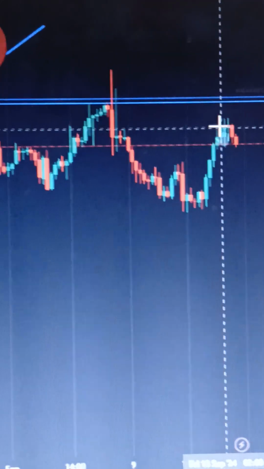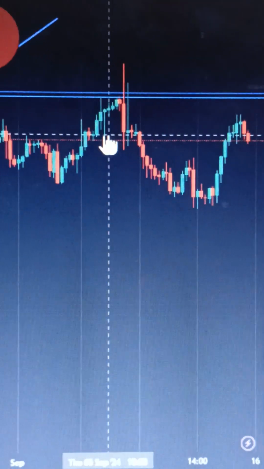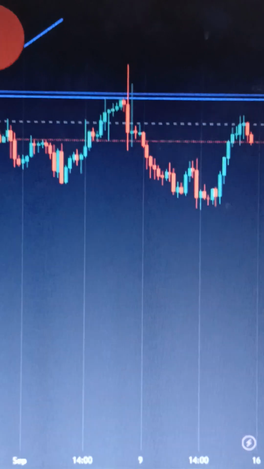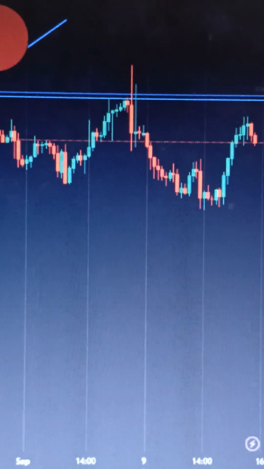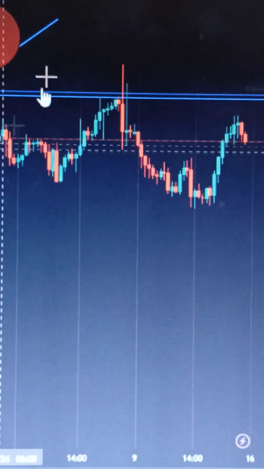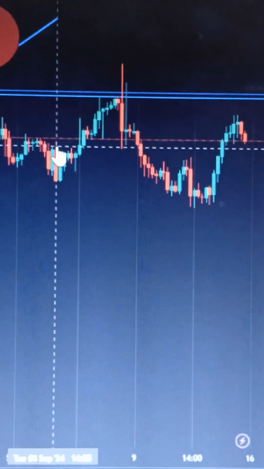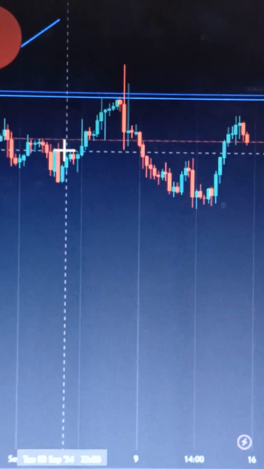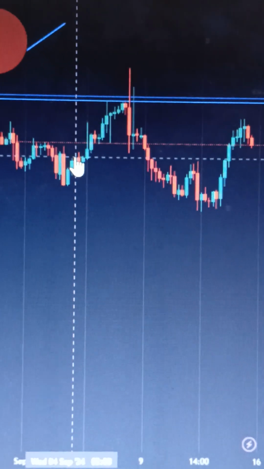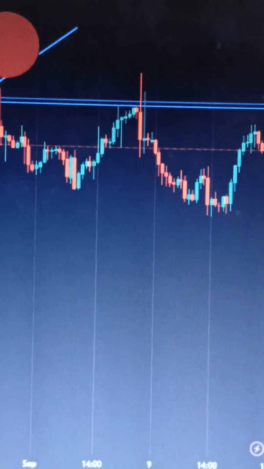And for this one, you can see that we couldn't catch it with an FVG, fair value gap. So what are we going to be doing? Because we are not seeing any three consecutive candles that are aligning together over here. So what are we going to do now? We are going to go back to the daily time frame.